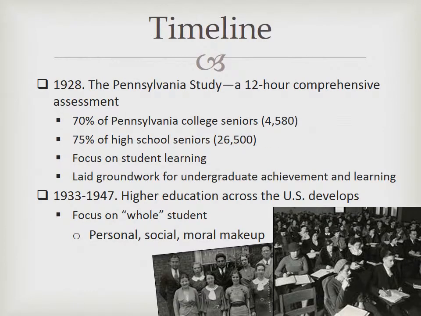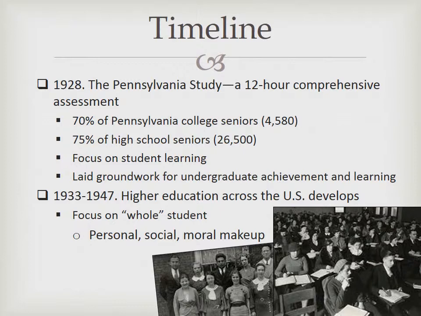In 1928, the Pennsylvania study was completed. This was a 12-hour comprehensive assessment. Imagine being a student sitting at a desk for 12 hours. Well, many did it. For example, 70% of Pennsylvania college seniors completed this assessment. That's 4,580 students. Additionally, 75% of the high school seniors completed that assessment. They totaled 26,500. This assessment, of course, focused on student learning, and it really laid the groundwork for undergraduate achievement and their focus on learning.